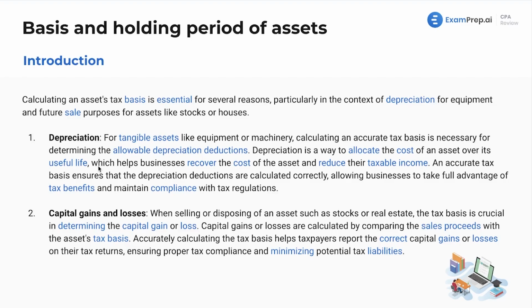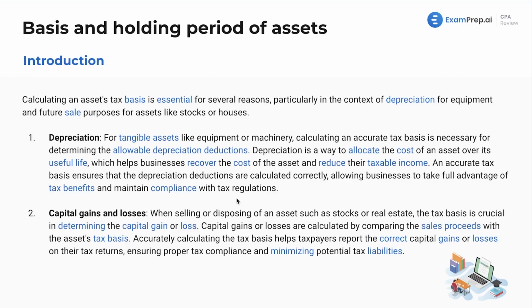I could dive into that a million times over, but we've also got a whole lesson on that, which helps businesses recover the cost of an asset and reduce their taxable income. Now, an accurate tax basis ensures that the depreciation deductions are calculated correctly, allowing businesses to take full advantage of the tax benefits involved and maintain compliance with tax regulations. Important for both saving money and for being compliant with the IRS.